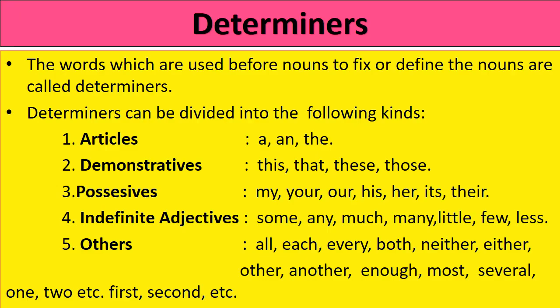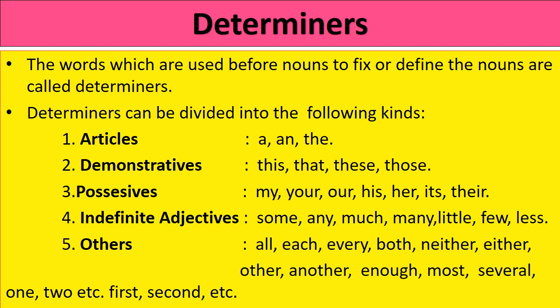Now, what are determiners? The words which are used before nouns to fix or define the nouns are called determiners. Now, students, noun is a name of a person, place, or thing, and determiners come before nouns. Determiners can be divided into the following kinds. Number 1, articles, that is a, an, and the.